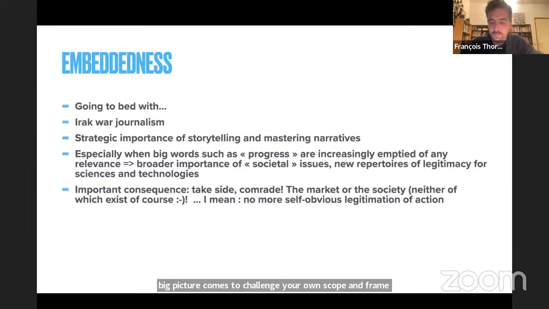So maybe a small word about embeddedness, this notion of embeddedness. I do think it's a very interesting notion. Literally, it never occurred to me before yesterday, when I was preparing this talk, that embeddedness was literally meaning something like going to bed with. And I thought, wow, for me it was a breakthrough.